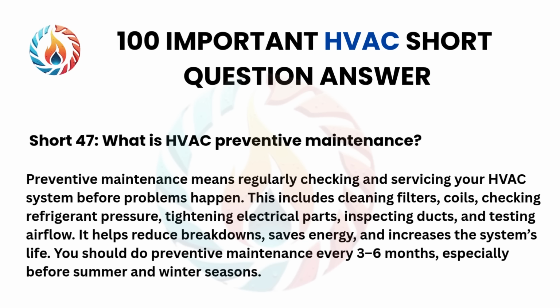Short 47. What is HVAC preventive maintenance? Preventive maintenance means regularly checking and servicing your HVAC system before problems happen. This includes cleaning filters, coils, checking refrigerant pressure, tightening electrical parts, inspecting ducts, and testing airflow. It helps reduce breakdowns, saves energy, and increases the system's life. You should do preventive maintenance every 3 to 6 months, especially before summer and winter seasons.